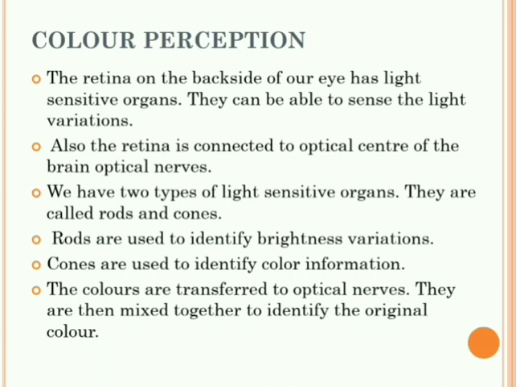Also the retina is connected to the optical center of the brain by optical nerves. We have two types of light sensitive organs, called rods and cones. Rods are used for black and white image, or we can say for brightness variations, and cones are used for identifying the different color information. The colors are transferred to the optical nerves. They are then mixed together to identify the original color. That is the need of mixing of the color, additive mixing and subtractive mixing. There is a need of mixing those colors to form the original color. For getting the original color that has been recorded, mixing of these colors is necessary.